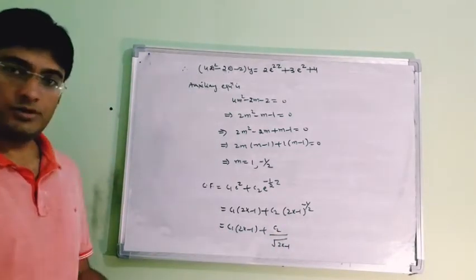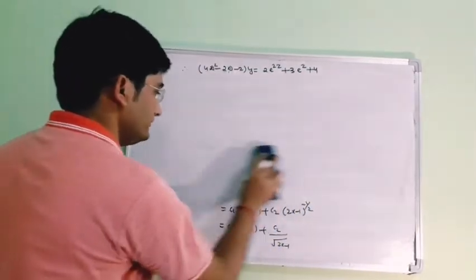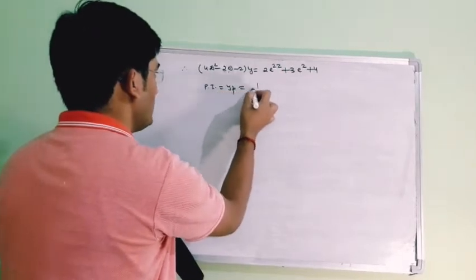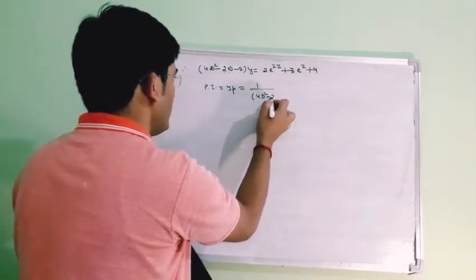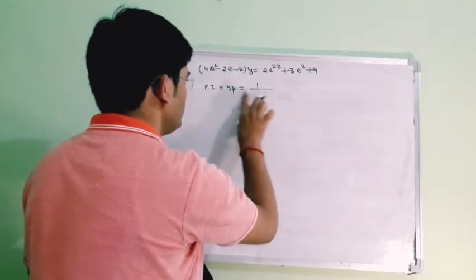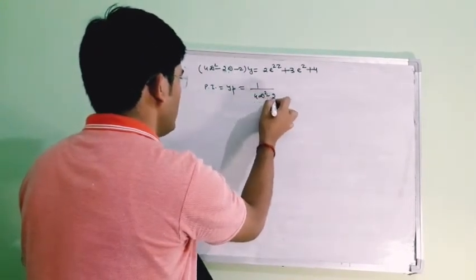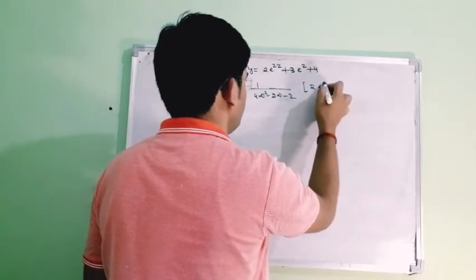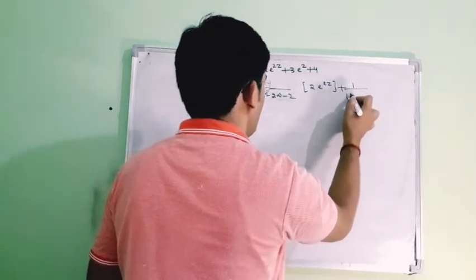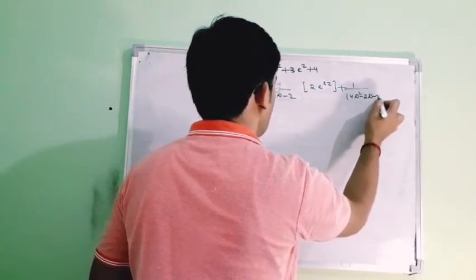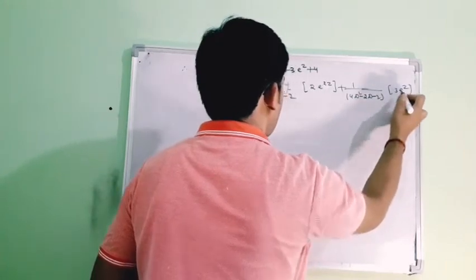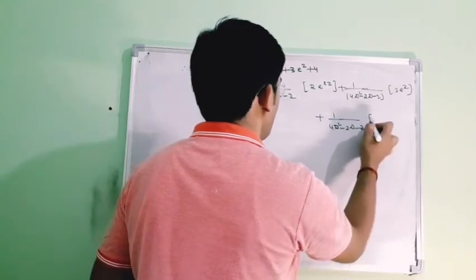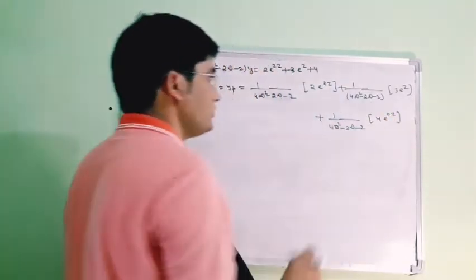Now let us find out the particular integral. Your particular integral, y_p, will be 1 upon (4D square minus 2D minus 2) of 2 e to power 2z, plus 1 upon (4D square minus 2D minus 2) of 3 e to power z, plus 1 upon (4D square minus 2D minus 2) of 4. 4 can be written as 4 into e to power 0z.